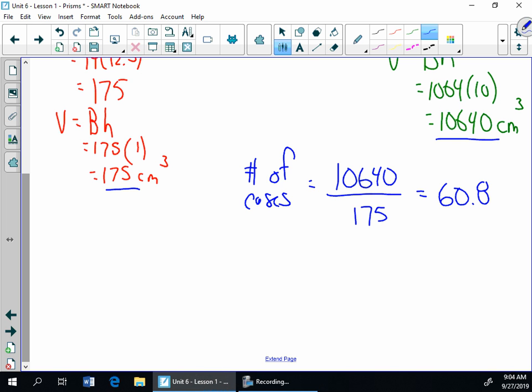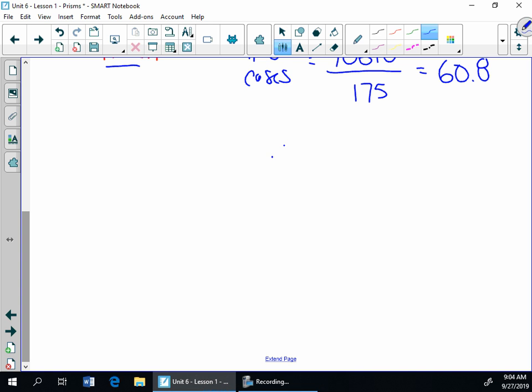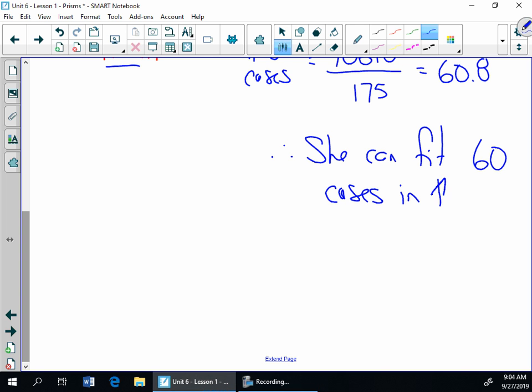I can't actually fit 61 cases in there. I'm not quite big enough. So this is the one case where we kind of have to round down. She can fit 60 cases. I can't squish that last one in there, not quite. So we have to round it down, even though normally in this situation we'd round it up. Okay, it's a good example of how I can use volume to problem solve.